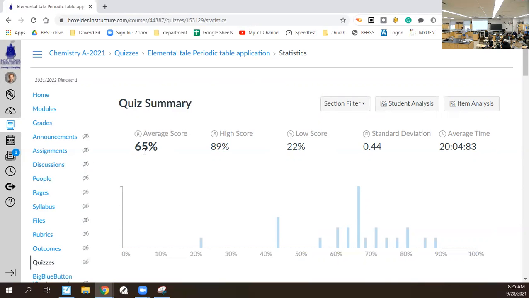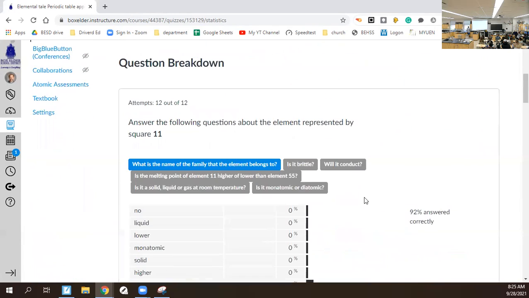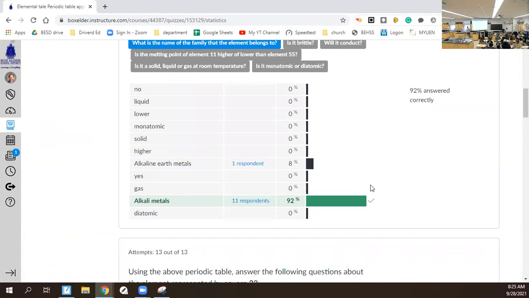We got an average score of 65, which is not good. Most of our scores are here, about a 65, 67. We want more people to at least be above a 70 or a 75. So let's go through. I've already gone through a little bit and seen what you're kind of struggling with.